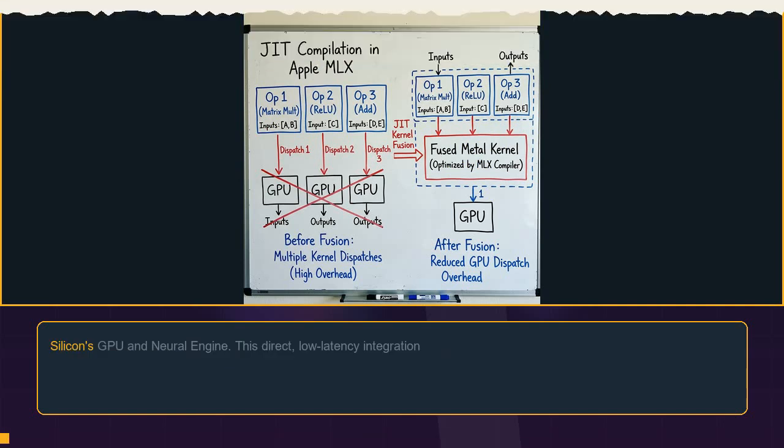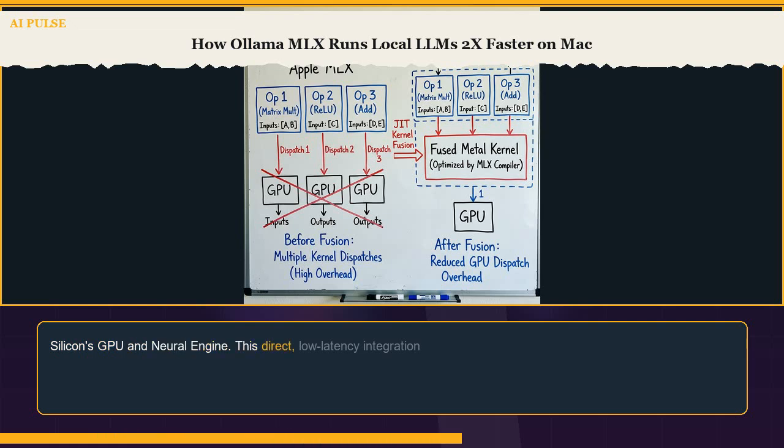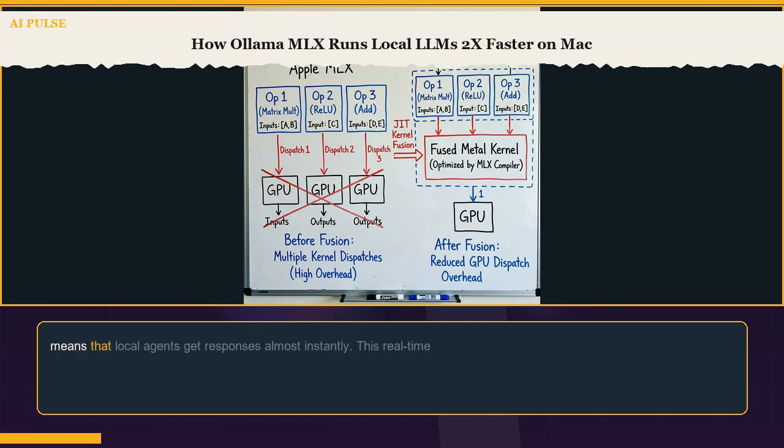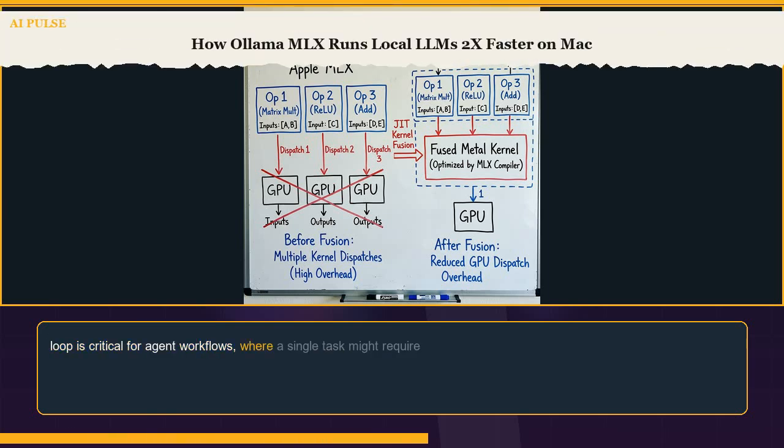This direct, low-latency integration means that local agents get responses almost instantly. This real-time loop is critical for agent workflows, where a single task might require the agent to call the model dozens of times in a row.